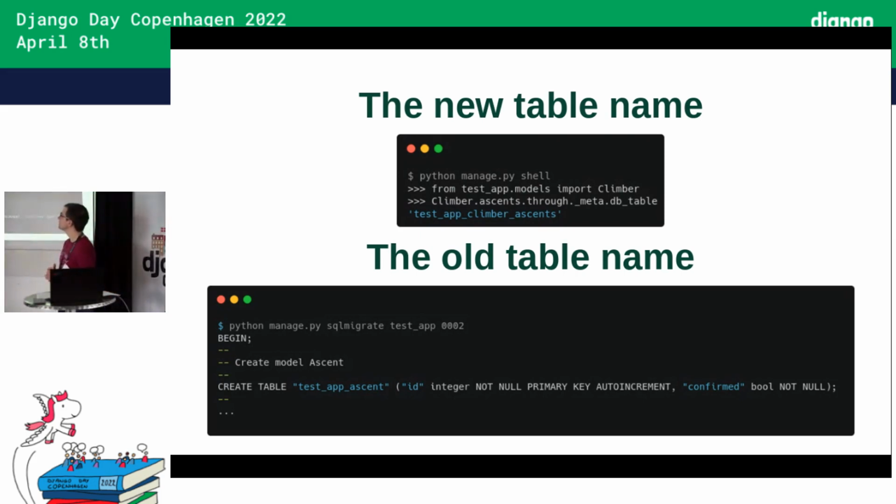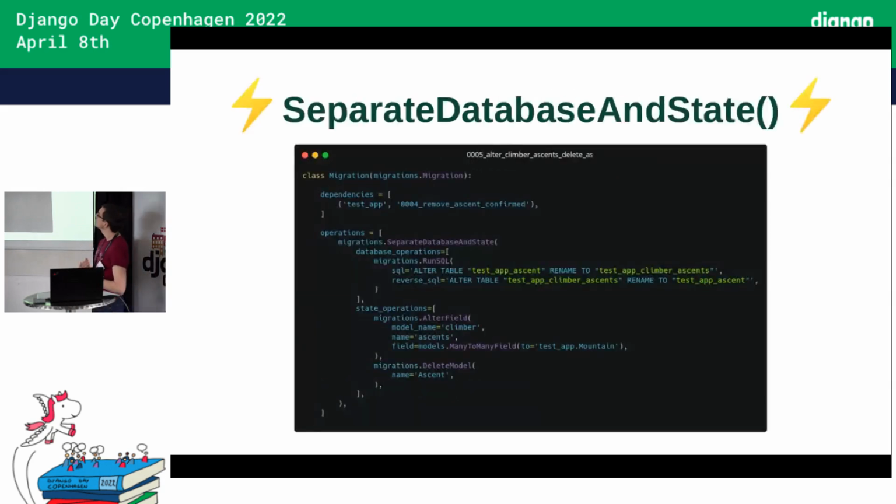So as a fallback, we can use the sqlmigrate command to check the old migration file in which we added the ascent model. And as we can see, there is an SQL statement, create model ascent, and we have a table name. So we have both names. Now we can use them in separate database and state, and everything is ready. We have a migration that describes a potentially not feasible transition in the most efficient way. So without any data migration, that's economical with minimum downtime, and it's even reversible.